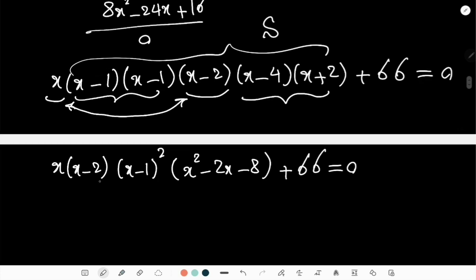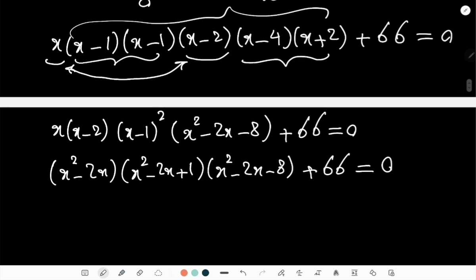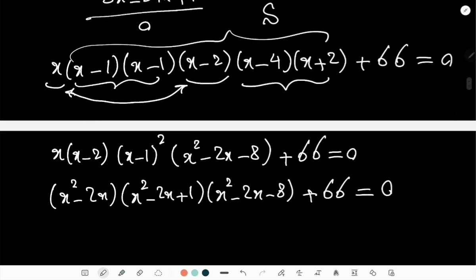And then here I get (x² − 2x)(x² − 2x + 1)(x² − 2x − 8) + 66 = 0. So I found out that if I look at these factors in the right way, I can generate a common factor among all of them, x² − 2x.